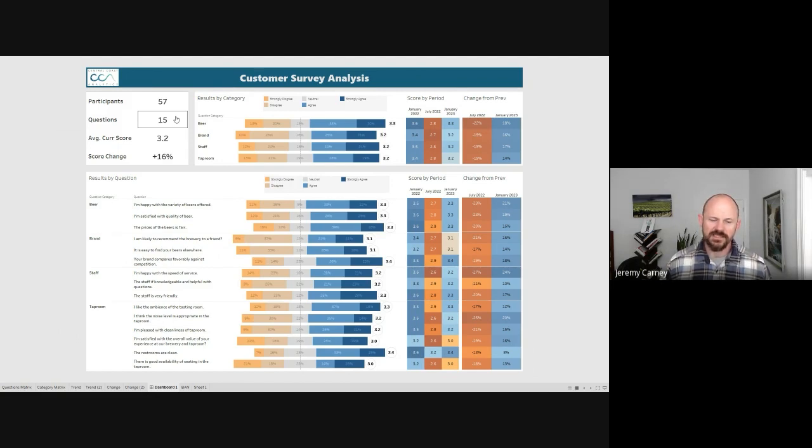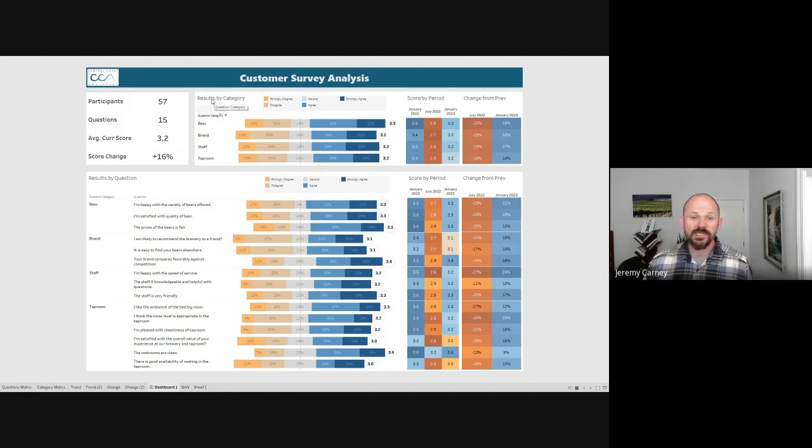So a score of basically 1 to 5, with 1 being strongly disagree and 5 being strongly agree. In aggregate, we scored a 3.2, which is a little bit better than neutral, a little bit worse than agree on average. And in this case, this customer conducts these surveys once every 6 months. This is showing that the overall score was up about 16% since the last survey they conducted.